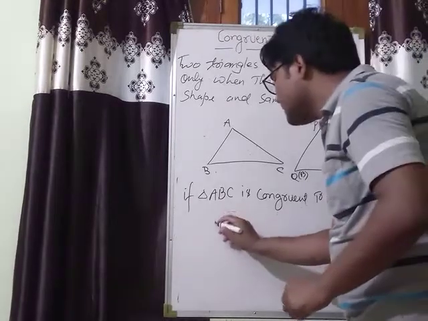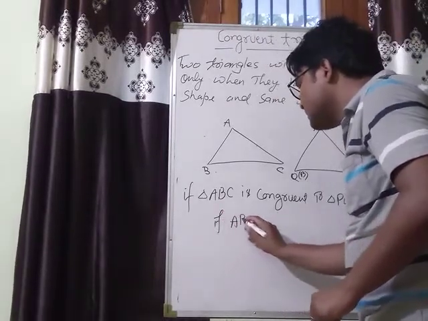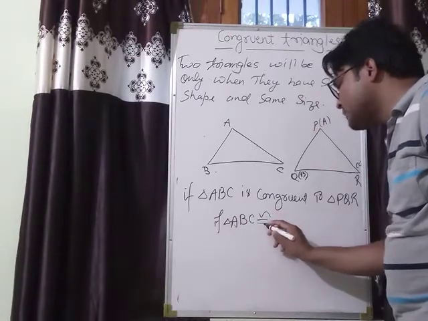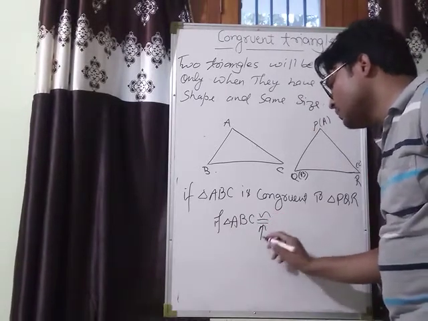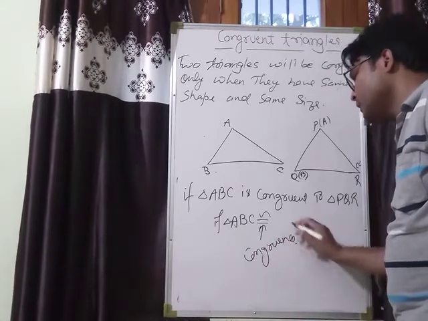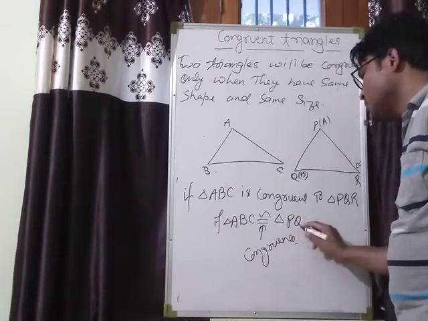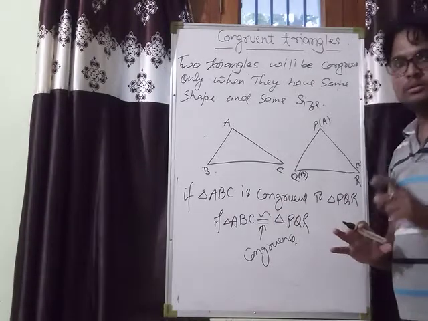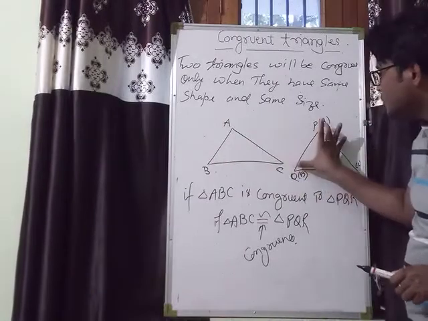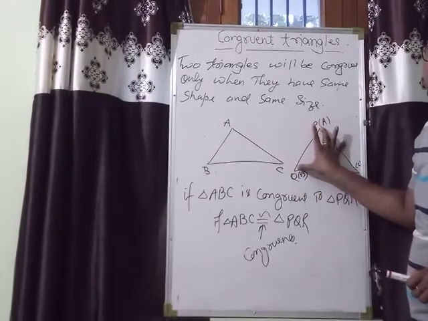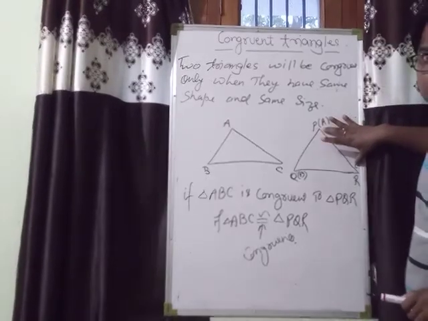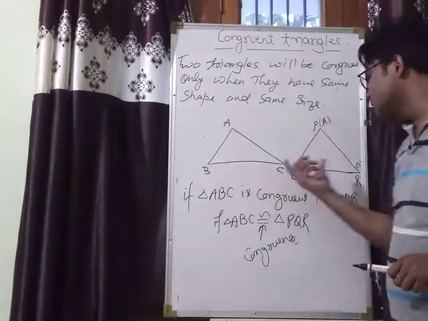Means in that case triangle ABC is congruent, that is the symbol of congruency, to triangle PQR. In that case, AB must be equal to PQ, AC must be equal to PR, and BC must be equal to QR.